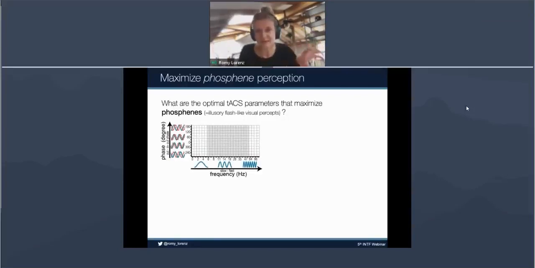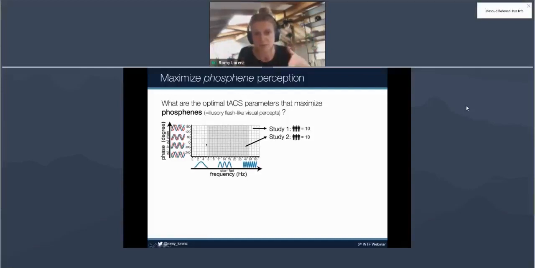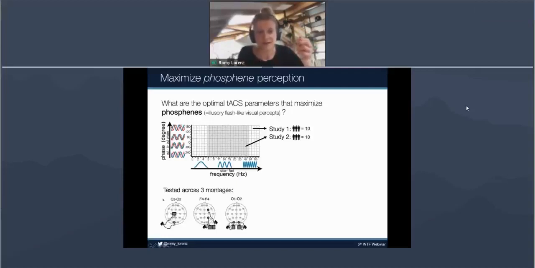So what we did, we spanned this large 2D space and we ran 2 studies. The first study basically searched across this white space. And then we saw that the sampling was a bit shifted, so that's why we also zoomed in a bit further. In the second study, we zoomed further in and searched through this space. We tested this whole thing across 3 different montages.